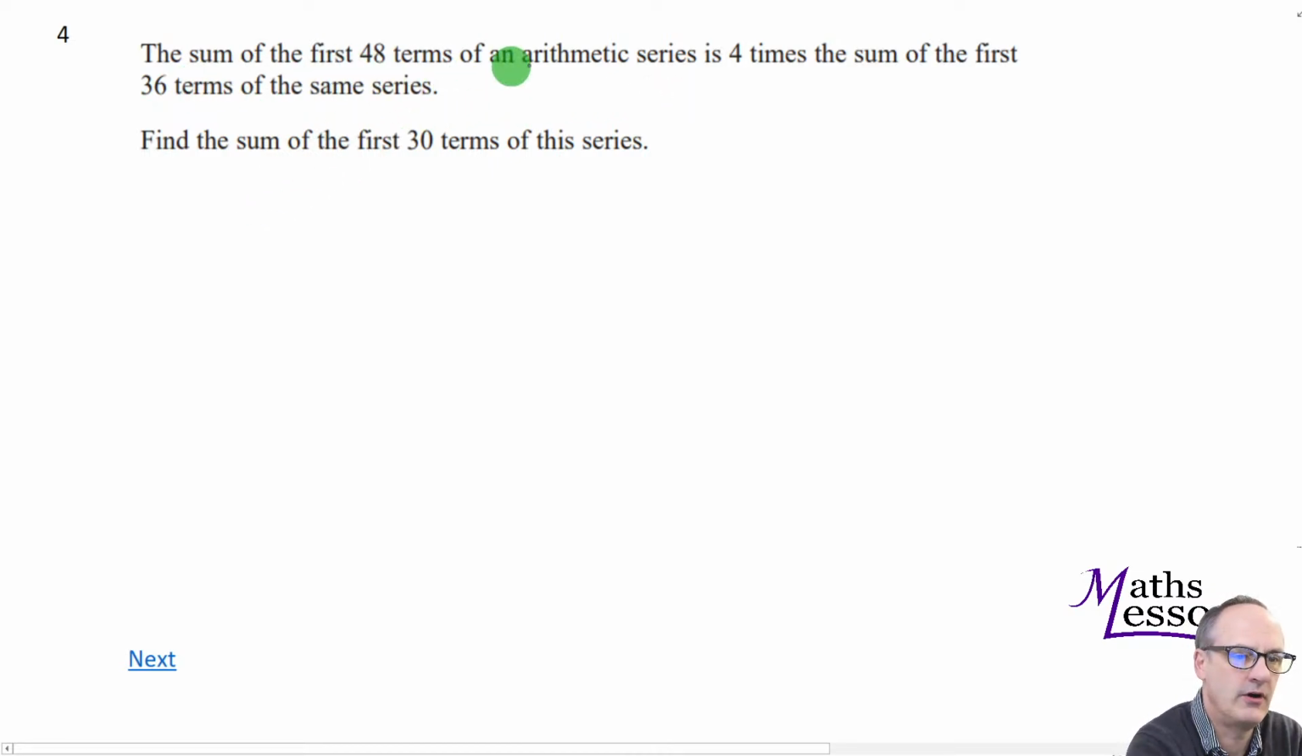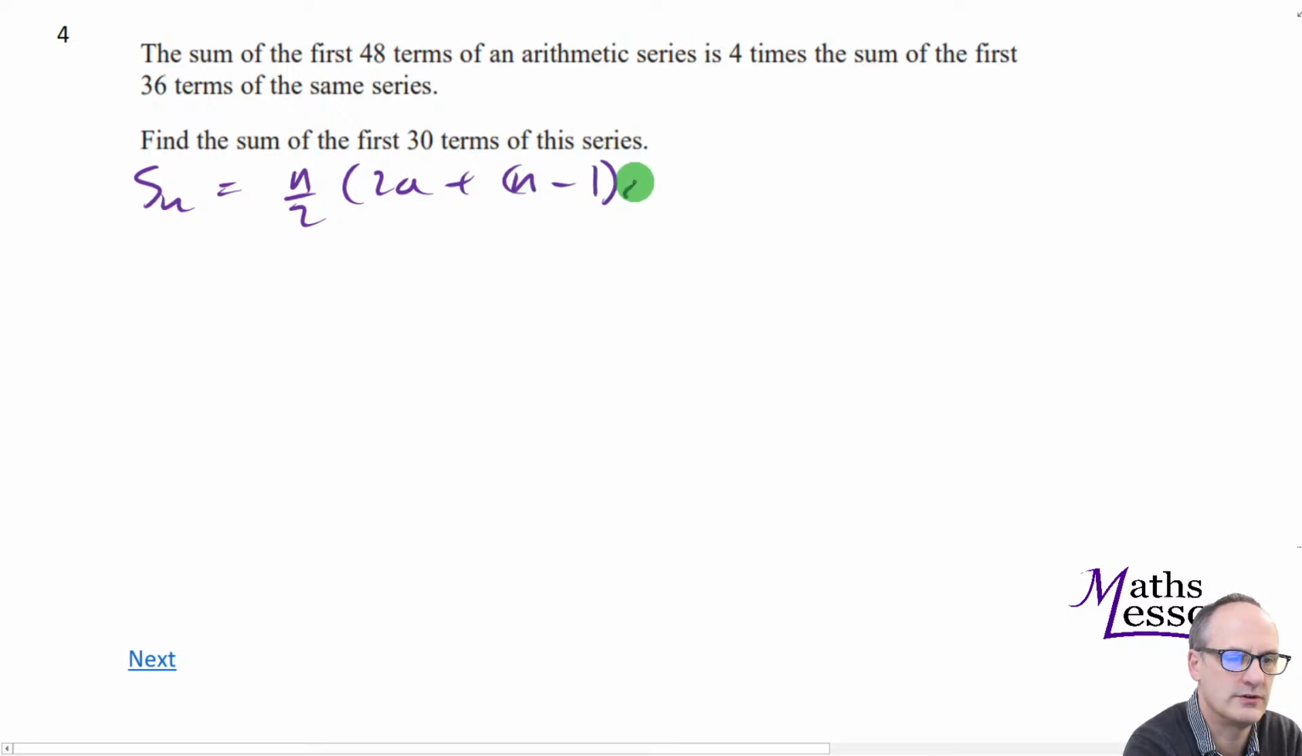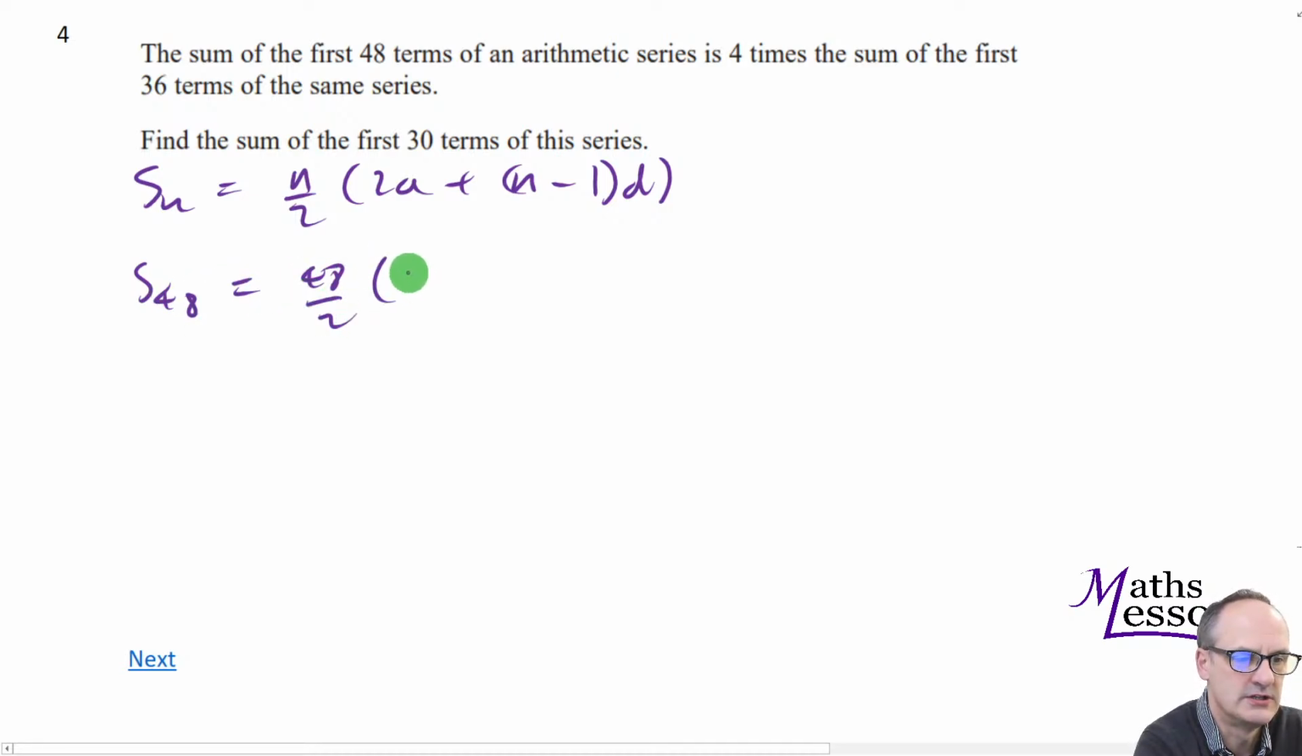So, the sum of an arithmetic series is given by this formula, n over 2 times (2a plus (n minus 1) lots of the common difference). Or you could do n over 2, the number of terms divided by 2, times the first plus the last term. Because the last term is given by a plus (n minus 1)d, and the first term is given by a. You add those together, you get 2a plus (n minus 1) lots of d. So anyway, bearing that in mind, S48 will equal 48 over 2 times (2a plus 47d). 48 minus 1 is 47.